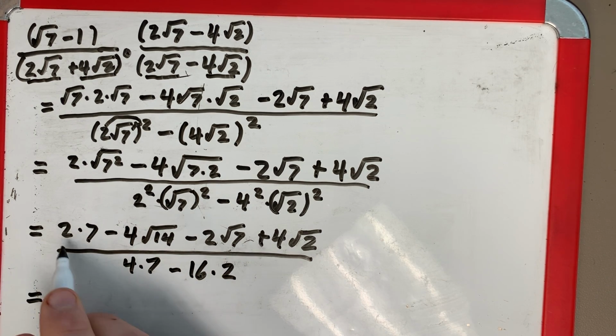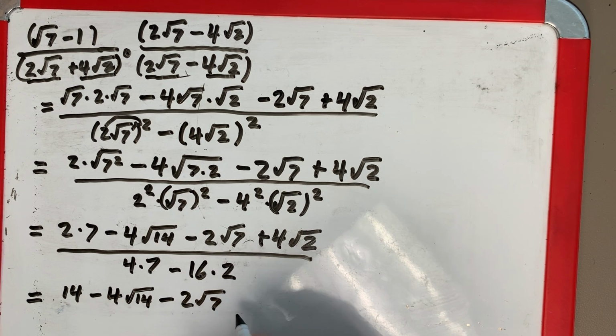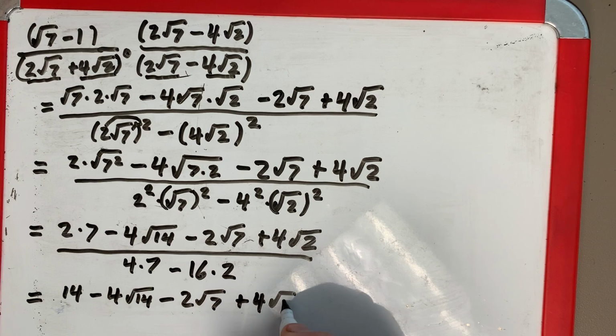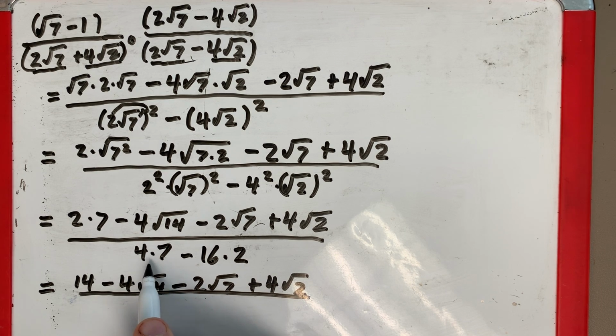So rewriting, 2 times 7 is 14, minus 4 root 14, minus 2 root 7, and plus 4 root 2. Okay, that's the numerator. And then the denominator, as I said before, is going to be 28 minus 32. So that gives me minus 4. Okay, so now I have a minus 4 in the denominator.